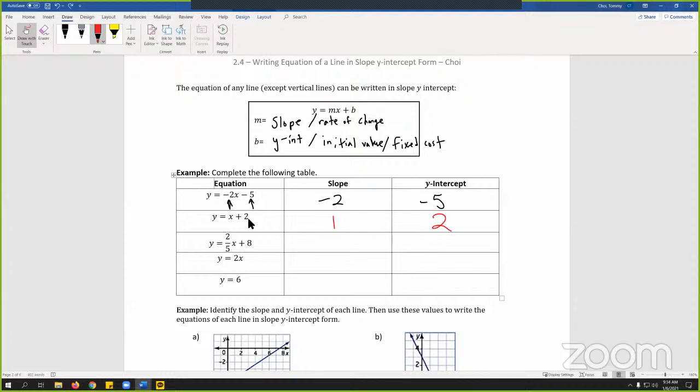Second one, let's pick Milana. Milana, you were not here. So let's make you do this next one. What is the slope and y-intercept for the next equation?